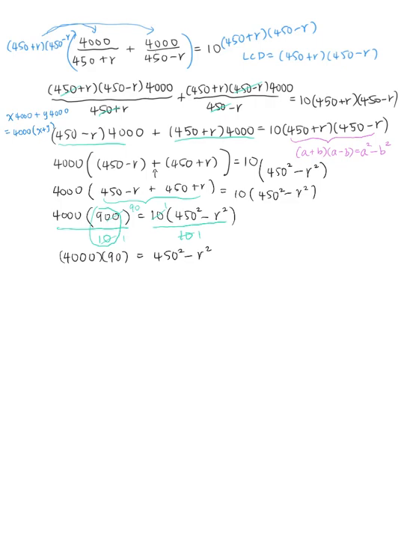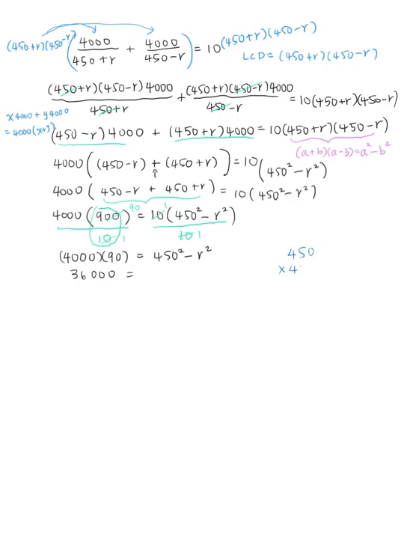And let's keep going. Yes, we're going to keep going. We're not going to give up. Alright, so let's first multiply 4,000 times 90. That's, what is that? 36,000? Alright, equals, oh yikes, 450 squared means 450 times 450. We got this. Let's do it as side work.